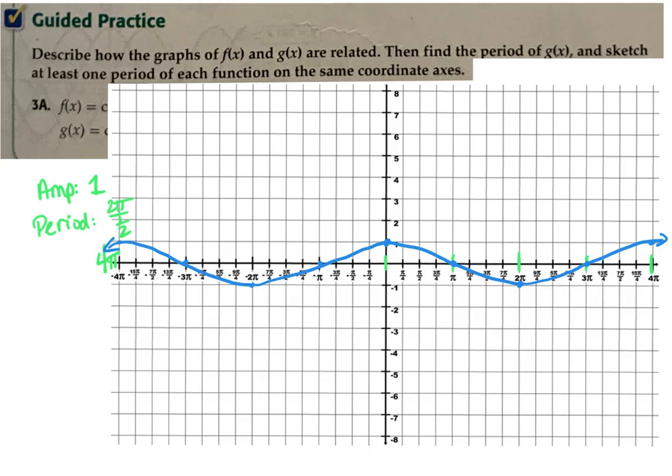So when you do this, you start at 0, you're going to end at 4 pi, halfway is at 2 pi, first quarter at 1 pi, third quarter at 3 pi. For cosine, you start at 1, go to 0, -1, back to 0, and back up to your highest.